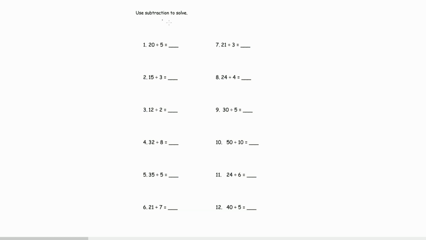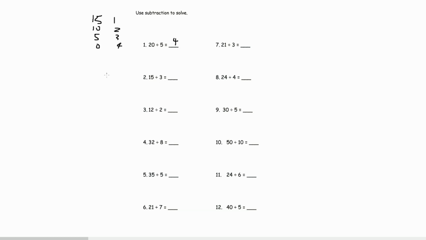Use subtraction to solve. So from 20, if you subtract 5 once, that would be 15. If you subtract it twice, that would be 10. If you subtract it 3 times, then it would be 5. If you subtract it 4 times, then it would be 0. So it takes 4 times for 5 to get to 20. So that would be 4.